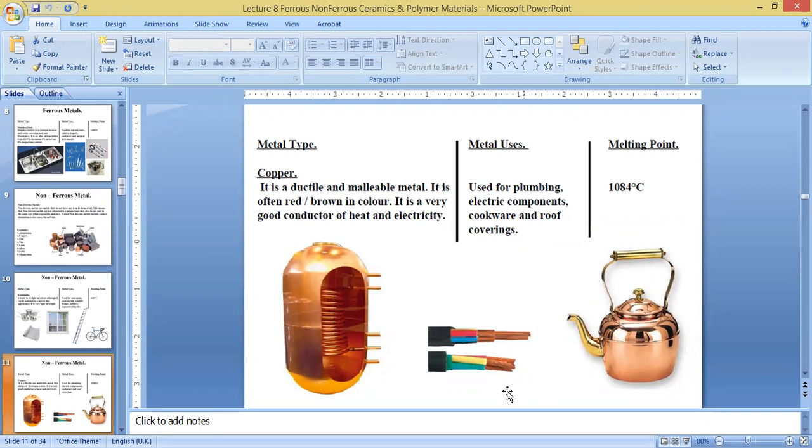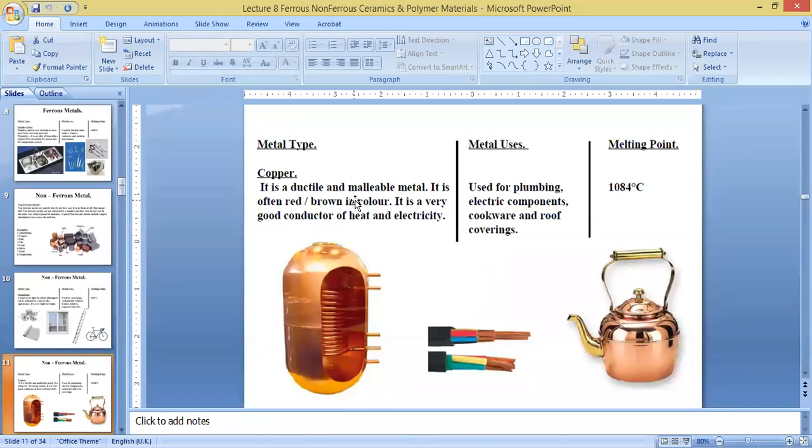We know this. We cannot overemphasize this point. Where is it used? It's used in plumbing, electric components, cookware, and roof coverings. An exam question will come, say, name the... I like, when I feel sorry for students, I bring out copper. I'll usually put this question to say maybe write down the uses of copper, industrial and commercial uses of copper. Because I know copper is very common in Zambia. We're a copper producing country.